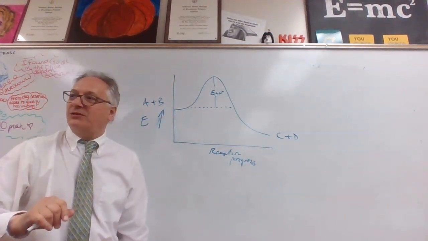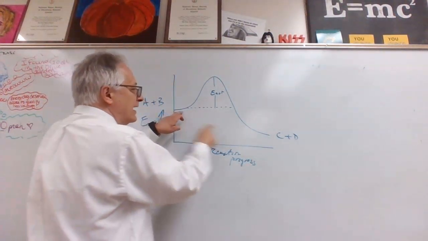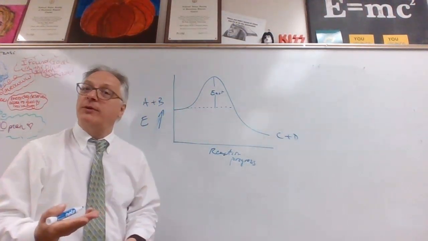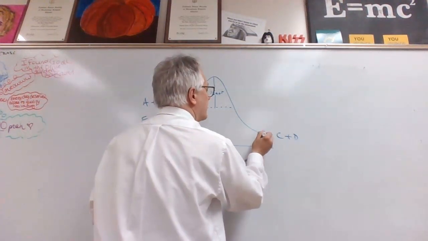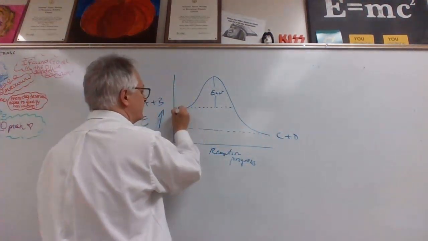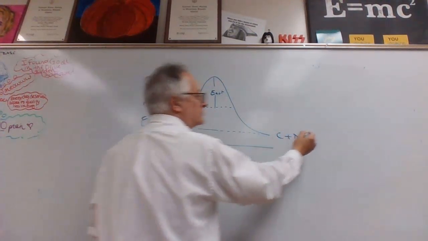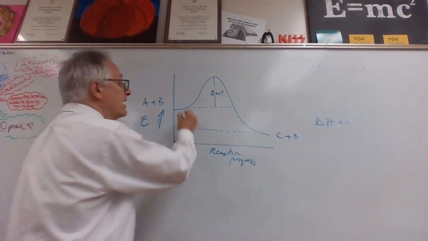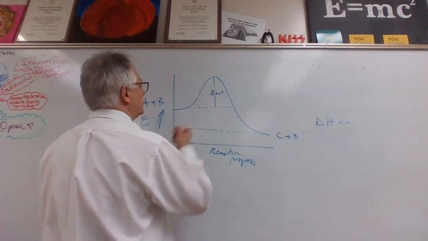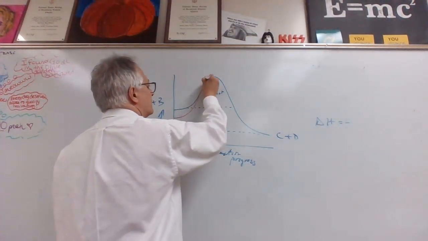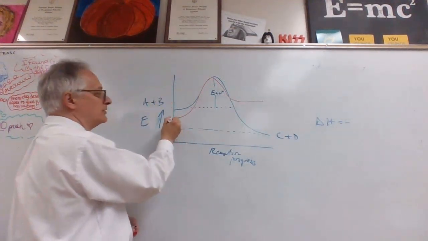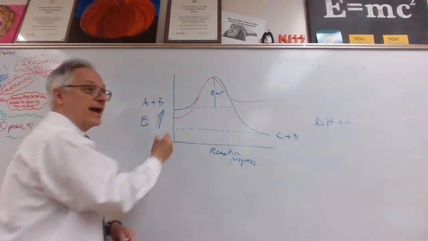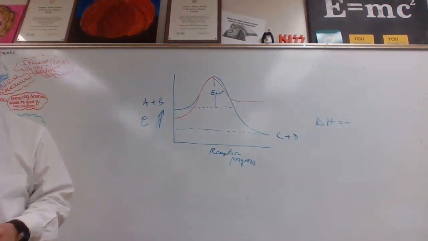Now, this is a very useful thing to know. If my products are at lower energy than my reactants, that's an exothermic reaction. If I look at this energy difference here, it's negative, so my delta H would be negative for that reaction. It would be exothermic. If I had a reaction where I have two chemicals reacting to form products, and now the products are at a higher energy than the reactants, that's an endothermic reaction.